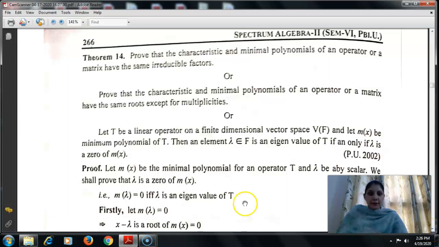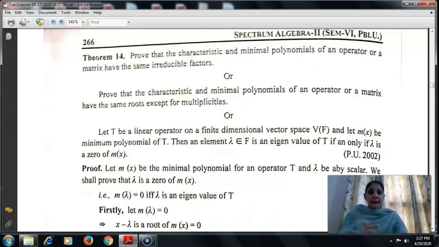Next, theorem number 14. Theorem number 14 states that, see, I am taking the second statement. Prove that the characteristic and minimal polynomials of an operator or a matrix have the same roots except for multiplicities. Characteristic polynomials and minimal polynomials of an operator, when found, will have the same roots, except for multiplicity. Multiplicity means the number of times the root of the polynomial is repeating, right?